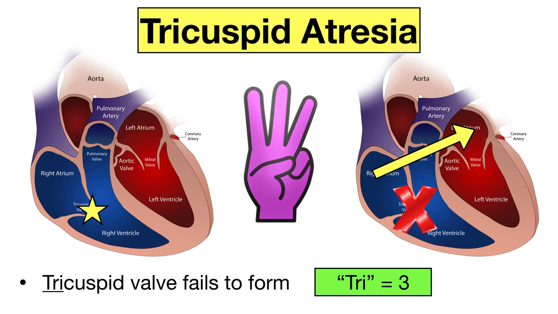So now the oxygen-poor blood from the right heart mixes with the oxygen-rich blood in the left heart, leading to decreased oxygen levels in the blood going to the rest of the body, and this can lead to cyanosis. There are different types of tricuspid atresia, but the right ventricle is typically underdeveloped, and a ventricular septal defect allows blood from the left ventricle to enter the right ventricle and pulmonary artery. So again, you can use 3 fingers to remember tricuspid atresia and how the tricuspid valve fails to form.